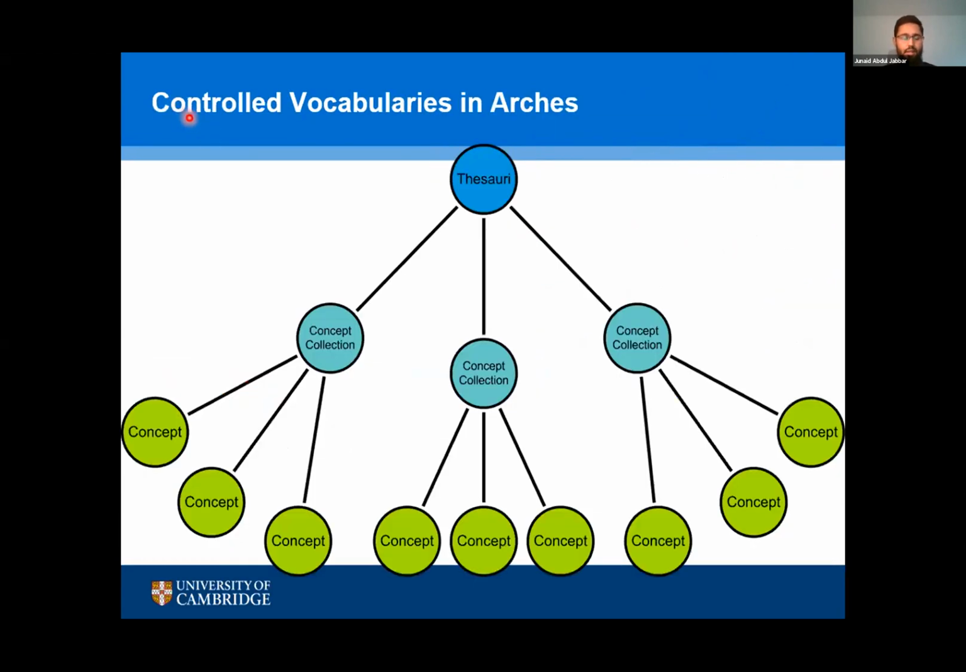So this is the structure of how these controlled vocabularies can be seen within ARCHES. There are different levels. The first level can be seen as the thesauri, and then there are the groupings of the concepts known as concept collections, and finally the concepts. Concepts are basically the terms included within our controlled vocabularies. For example, for an attribute of site shape, these terms could be a rectangular shape, a circular shape, or an irregular shape.